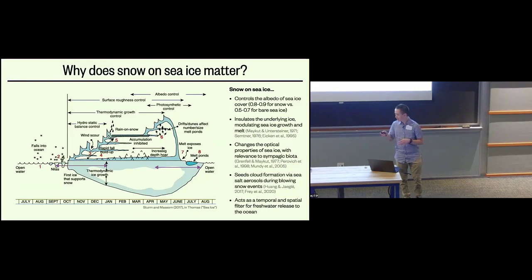And then lastly, what I'll focus on in my work is the fact that snow deposited on sea ice effectively redistributes precipitation in time and space. So it acts as a filter that determines when and where that snow is released into the ocean.